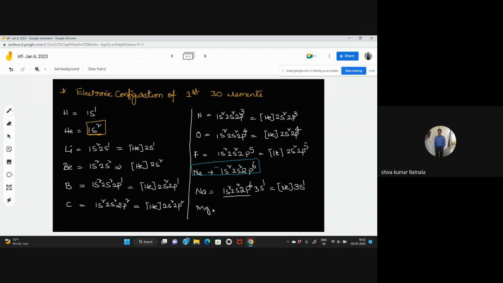Magnesium atomic number. Tell me the configuration, students. 1s2, 2s2, 2p6, neon, then 3s2. Neon core 3s2. Good.